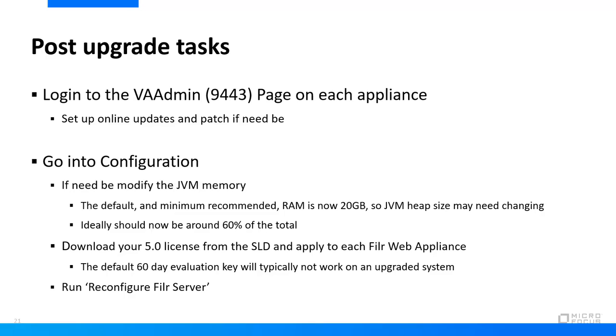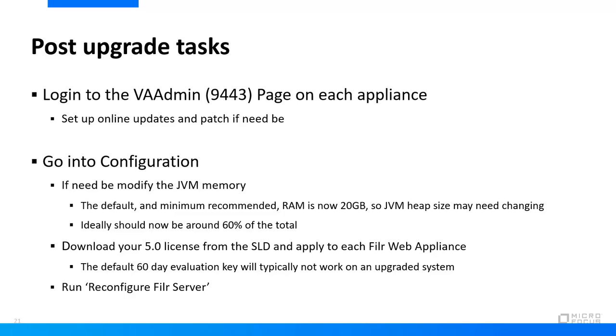What you need to do also is just go and change that JVM memory. Remember I said that it needs to be about 60% of the total memory, but because we've got the settings from your previous system, that memory is not going to be reset. It's still going to be at the setting you had for Filr 4. So do consider setting that there.